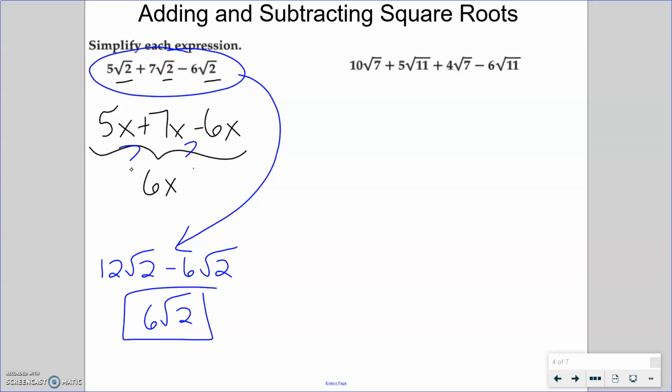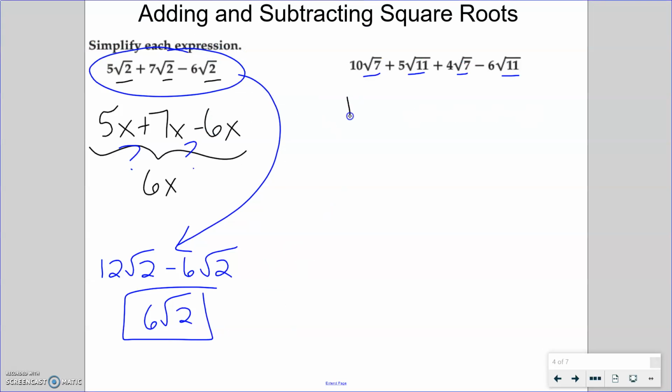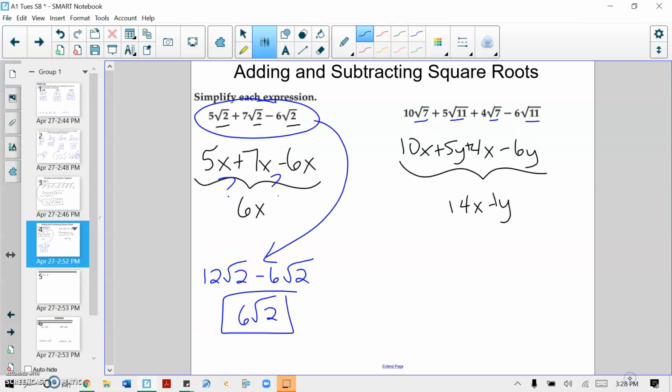Here's what's a little bit tricky. Notice this one on the right. Some of them have the same square roots and some of them don't. So what I imagine for this one is I imagine the square root of 7s being x's and the square root of 11s being y's. So if I were to combine that, that would turn into 14x minus 1y, right? So it's kind of the same idea.